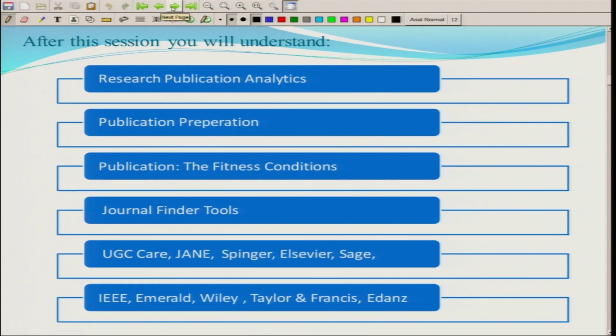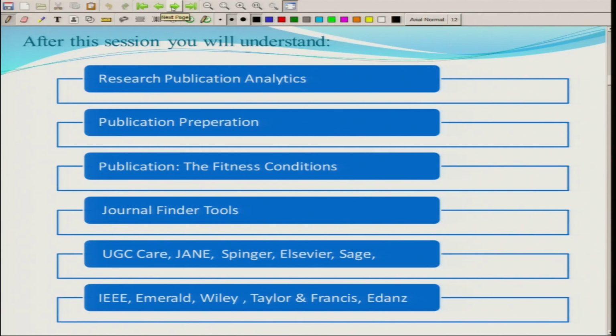So what will learners understand after this session? Today we will try to understand research and publication analytics, so they will come to know about this idea. They will also understand how to prepare for the publication process. They will also understand what the fitness conditions are for standard publications. We will be discussing some conditions, and then they will also understand how to use journal finder tools, and the specifications and features of journal finder tools.